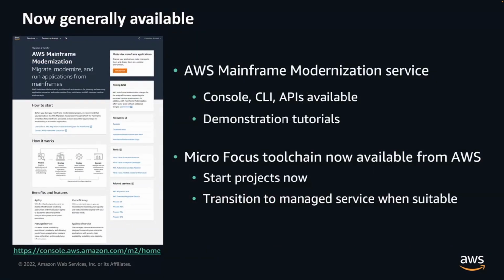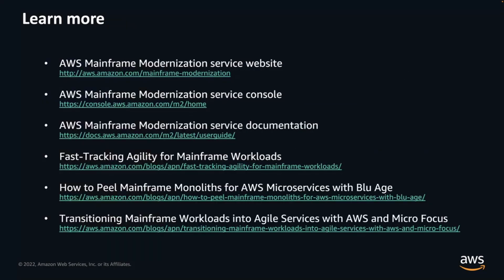AWS Mainframe Modernization Service is generally available now. You can access it directly from AWS console or from the CLI or APIs. It supports both Micro Focus and BluAge tool chains, and there are tutorials available for you to try. Here are some useful links to learn more about AWS Mainframe Modernization Service. I highly recommend you to go through the tutorials and try it yourself.